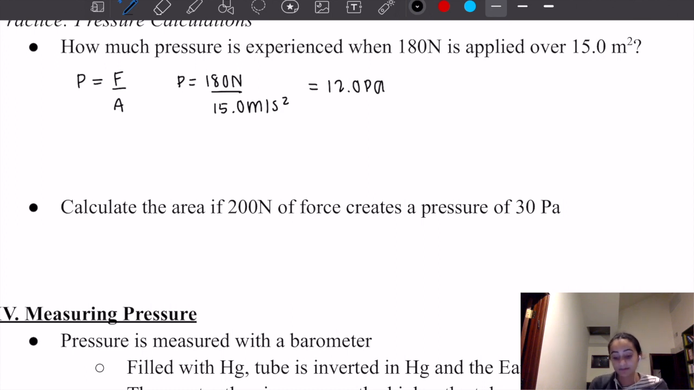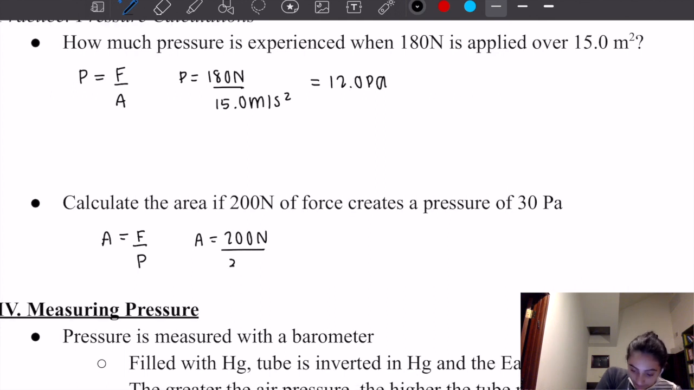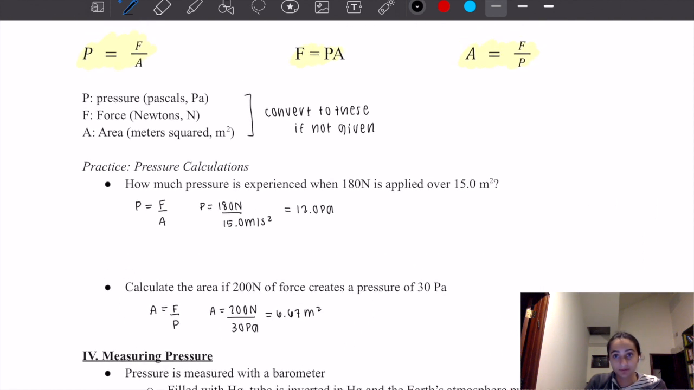Our second problem, we have calculate the area if 200 newtons of force creates a pressure of 30 pascals. So we are going to use the equation area equals force over pressure. So we are going to plug in what we know. We have 200 newtons over 30 pascals. And that is going to get us an area of 6.67 meters squared. So that's a fairly straightforward concept. You just have to know which variables you have and which one you are trying to find.